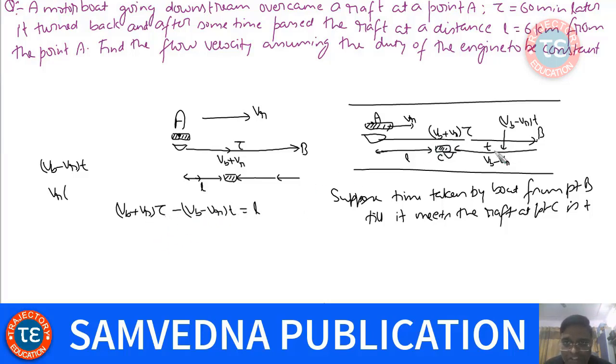And during this time interval tau plus T, the raft moves a distance of L. So the raft is moving at VR velocity, and the total distance traveled during this time by the raft is L. This is the displacement of the boat in tau plus T time. The displacement of the boat is also L, but that displacement is expressed as distance traveled during the downstream journey minus distance traveled in the upstream journey, and that difference is L, right? Okay, so this gives you what?